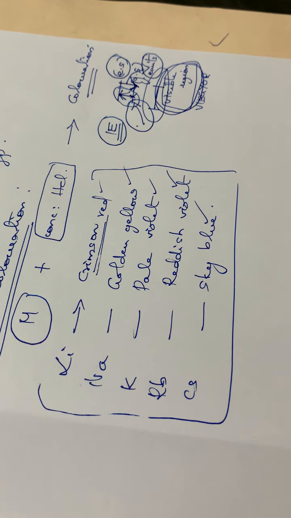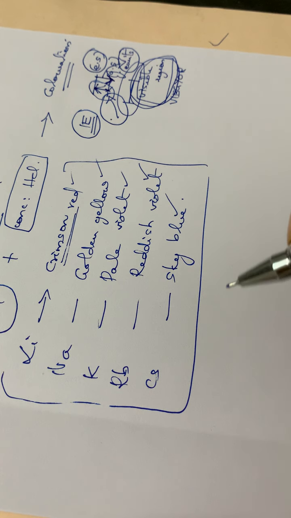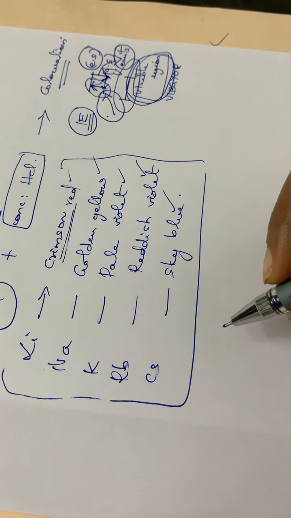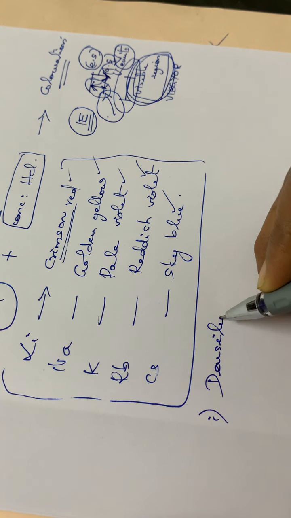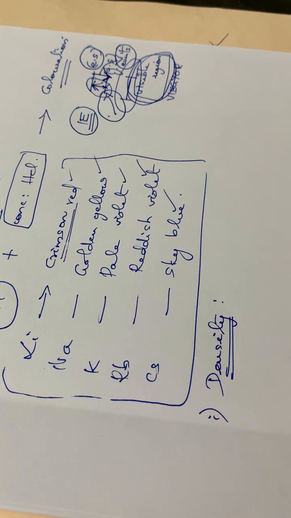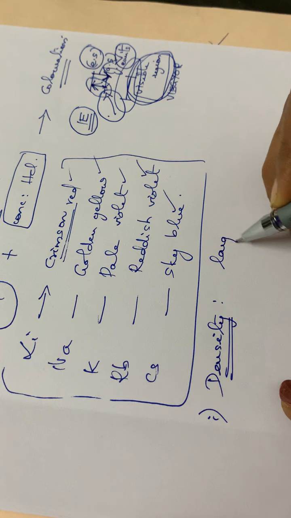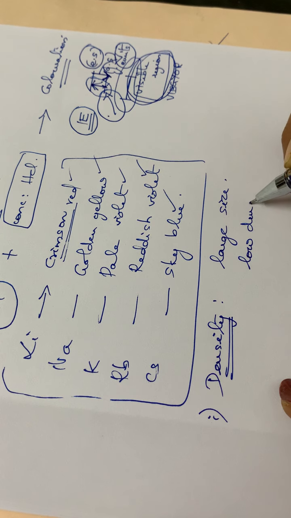And this flame coloration depends on some properties also. The first one, one of the factors favoring it, is the density of the alkali metals. These alkali metals have a bigger size, isn't it? Larger size is there, and hence what happens? Larger size means a lower density. Larger size means low density.